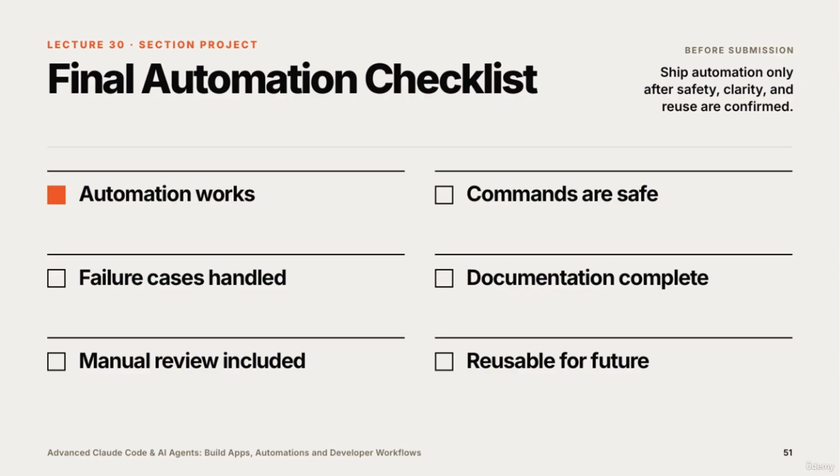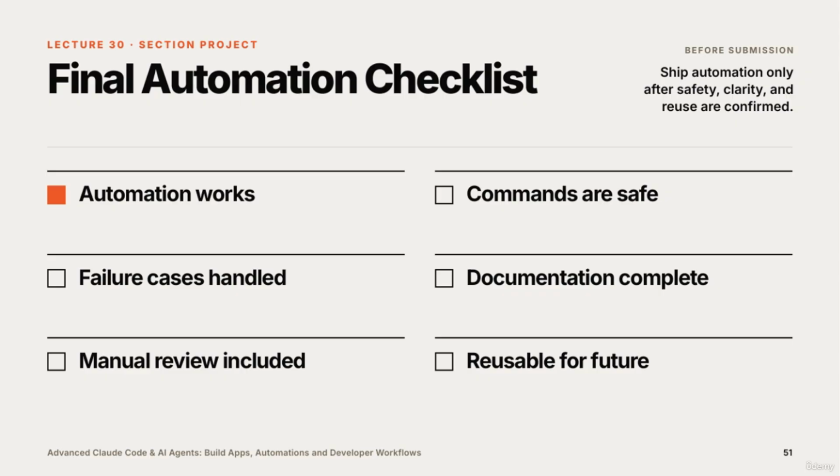Comprehensive documentation is essential so users can understand and maintain the automation. Don't skip a manual review to catch any overlooked issues. Lastly, the automation should be designed with reusability in mind, making it easy to adapt and extend for future projects. This checklist helps guarantee a robust, effective solution built with advanced tools like Claude Code and AI agents for creating seamless workflows and applications.